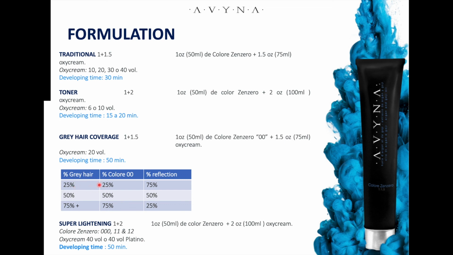Here is a guide of how to use Colore 00. This one is for gray hair coverage. Here is the percentage. And super lighteners, you're going to mix 1 plus 2 and with 40 volumes. I recommend 40 volumes, platinum. And this one, you're going to leave it for 50 minutes.